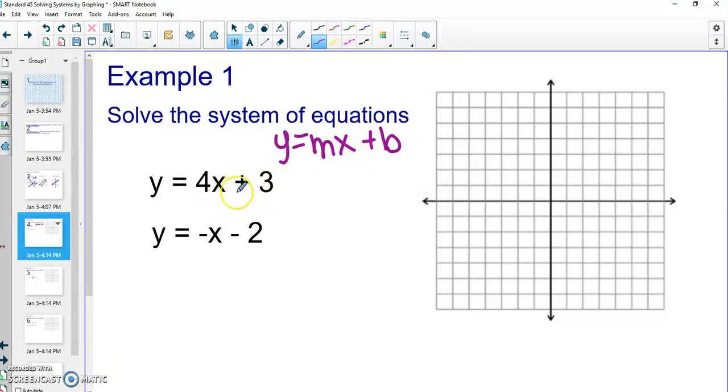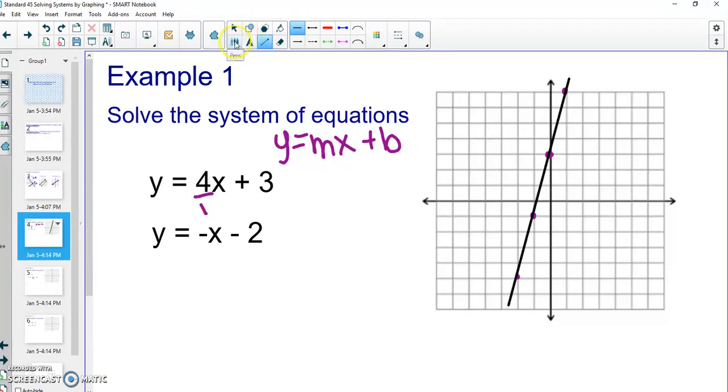I'm going to start with this first line. My y-intercept is 3, the point (0, 3), so I'm going to go to 3 on my y-axis and put a point. My slope would be 4 over 1. From this point, I'm going to go up 4, over 1. To go the opposite direction, I'd move down 4 over 1. Then we want to make sure that we draw a nice straight line through our points.